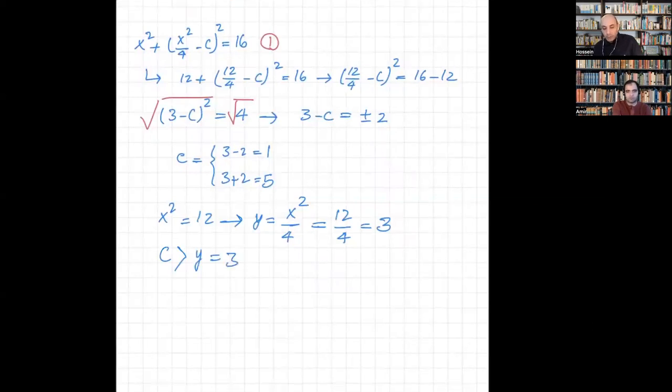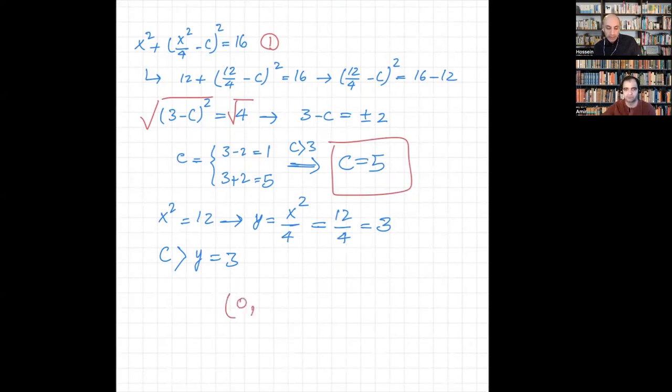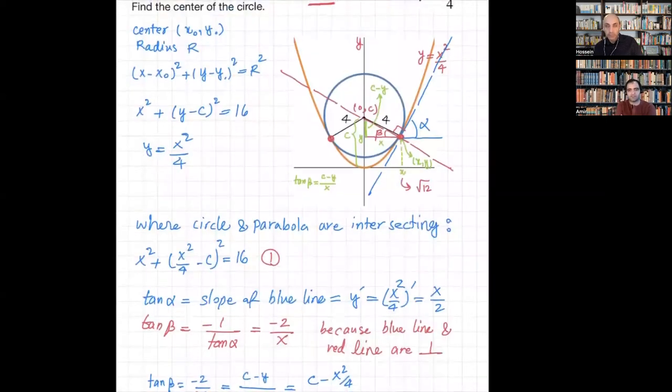And then, up here I have two answers for this c. Only one of them is greater than 3. So I think the acceptable answer is 5. So knowing that c has to be greater than 3, then c equals 5 is my answer. So that is absolutely correct. So the center of the circle is at 0 and 5. That is correct.